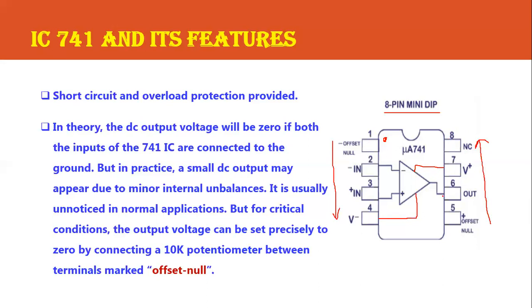The first pin and the fifth pin act as offset null pins, where in between these two you connect a 10 kilo ohm potentiometer with a wiper connected to the fourth pin, that is the negative power supply. By adjusting this wiper, you can nullify the offset voltage present at the output terminal because of input bias current, input offset current or input offset voltage. So we will be discussing its features.